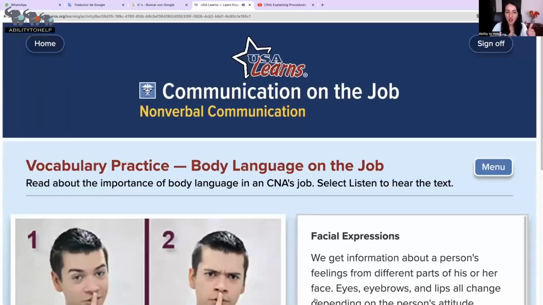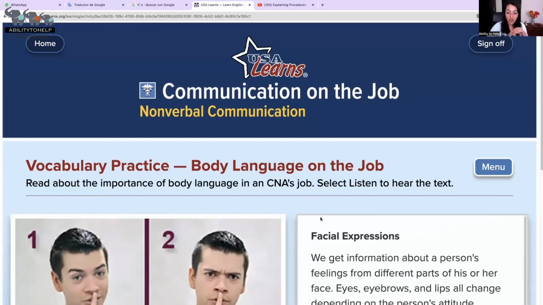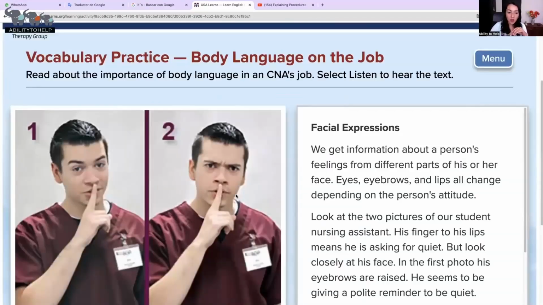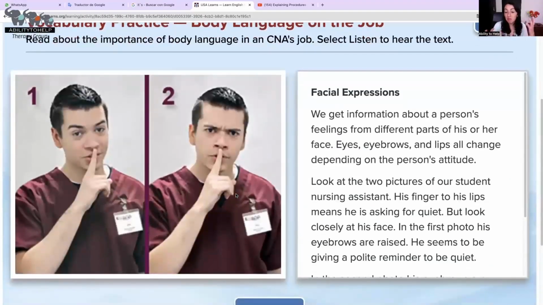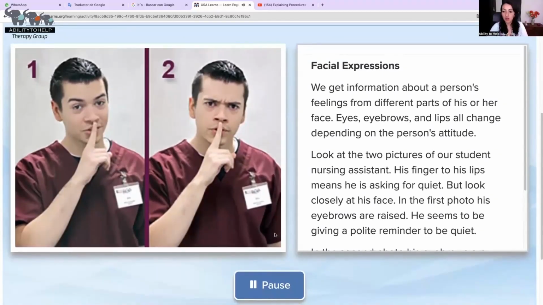Okay, yesterday we talked about effective communication. Today we are talking about nonverbal communication. And this is an important topic because we are communicating our ideas. So look at this. We get information about a person's feelings from different parts of his or her face. Eyes, eyebrows, and lips all change depending on the person's attitude.